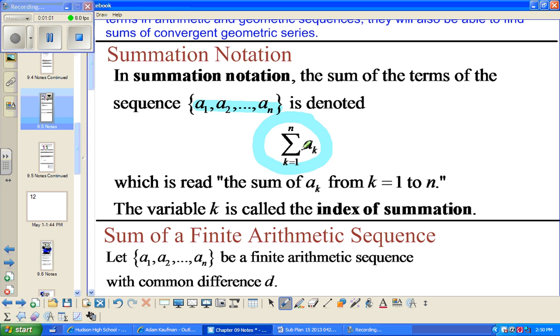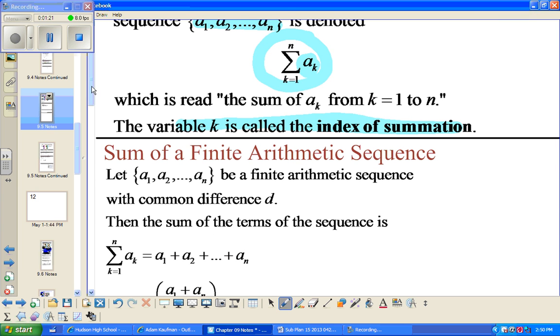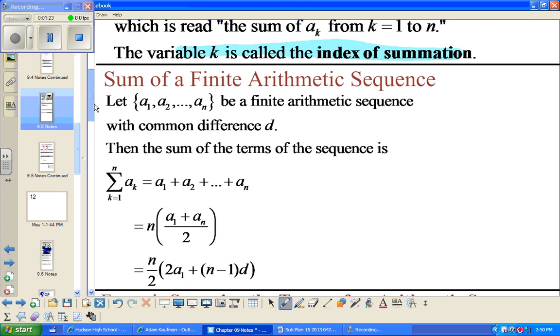or I should say what this is saying is you need to add up all the terms from the first term to the nth term, and then this a sub k would generally be the rule that gets you the value of each term. The variable k is called the index of summation, as a side note. And of course, feel free to pause this as needed.